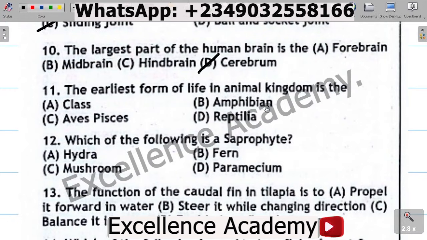Question 11. The earliest form of life in animal kingdom is the A. Class, B. Amphibian, C. Ape species, D. Reptilia. From the options, option C has two classes here, apes and Pisces, but the correct answer is Pisces because the Pisces classes are saying that most organisms develop the future of Pisces. So the correct option is C, Pisces.